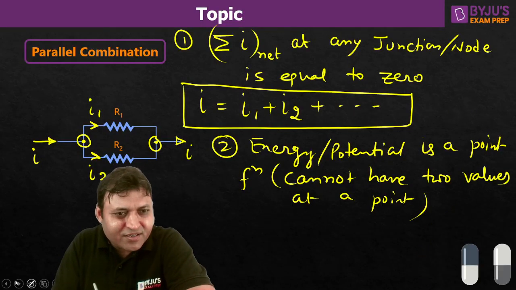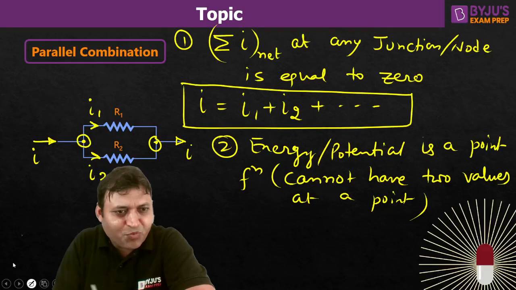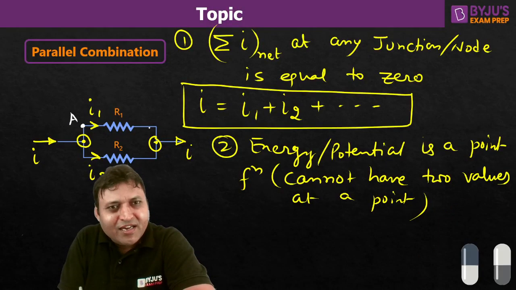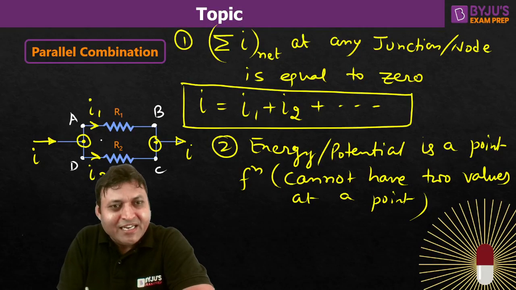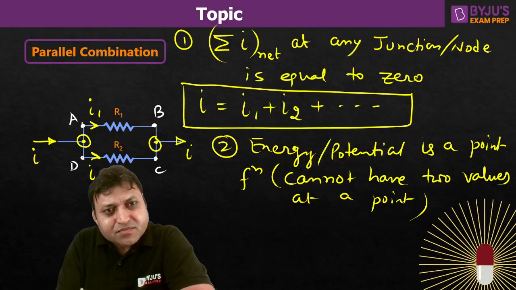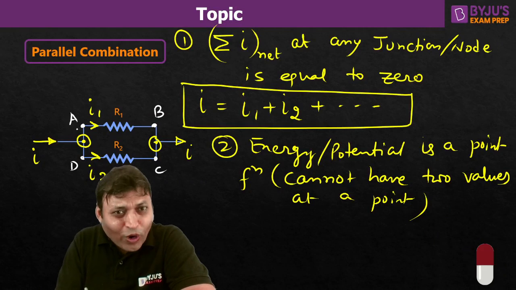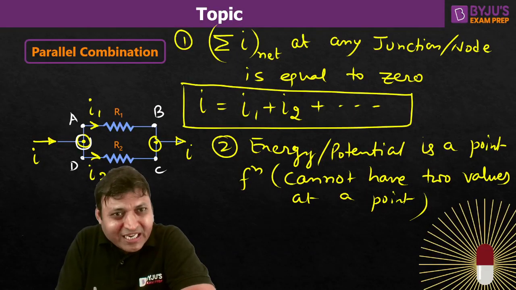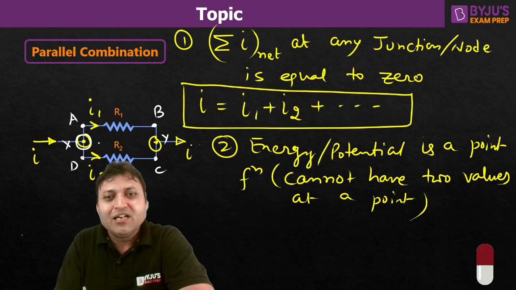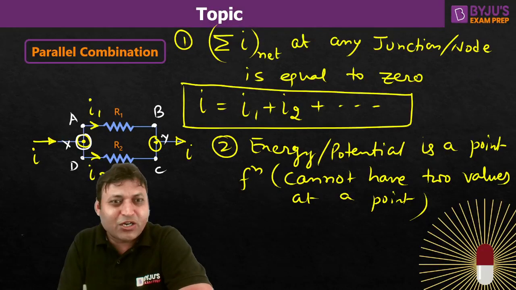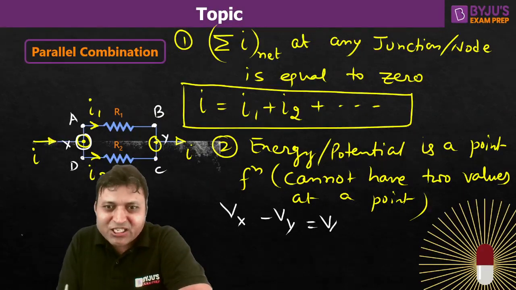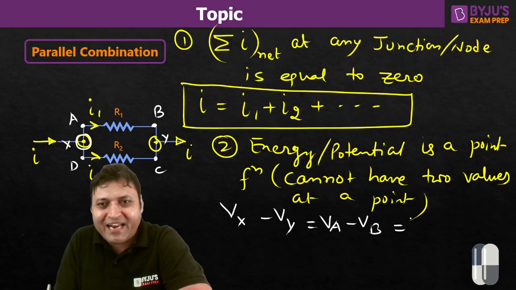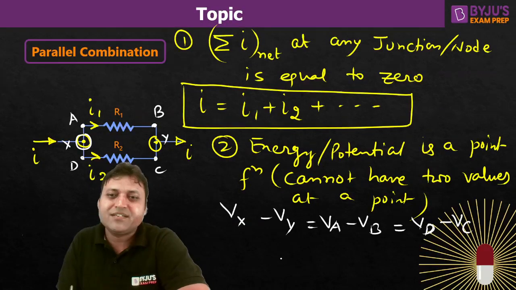Try to understand here. If we call these points, this is, let us say, point A. Let me call this as point B. Let me call this as point C, and this is D. So what we can say, there are two junctions X and Y. These are two junctions. So we can say potential difference across the two junctions, Vx minus Vy, can be written as Va minus Vb, or it can be written as Vd minus Vc. Isn't it?